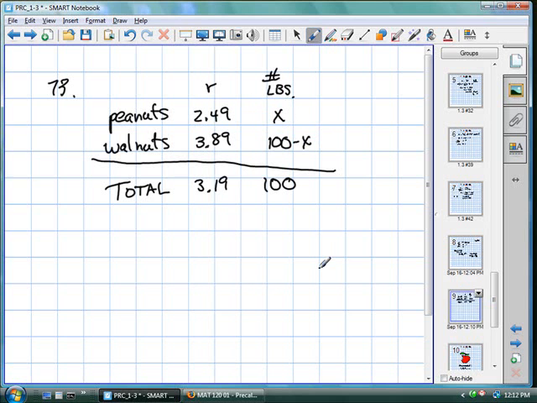Because if you have 100 total and you've already used 20, then how much is left? 80. So it's got to be the subtraction. All right, then out here is what? The total cost? I don't know quite what to call it. And how do you get the total cost? You take the number of pounds times the rate. So what is X times 2.49? 2.49X. What is 3.89 times the number of pounds? Well, what's 3.89 times 100?